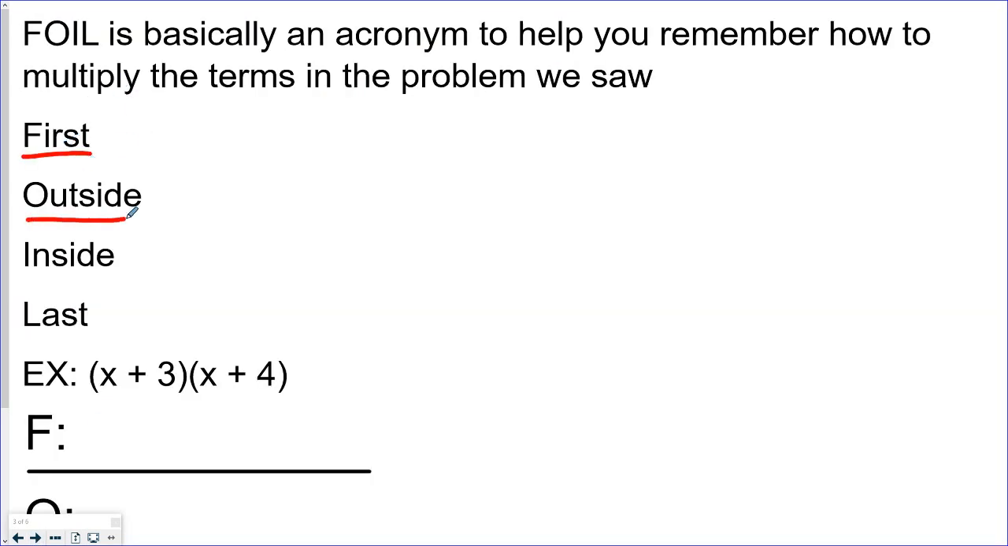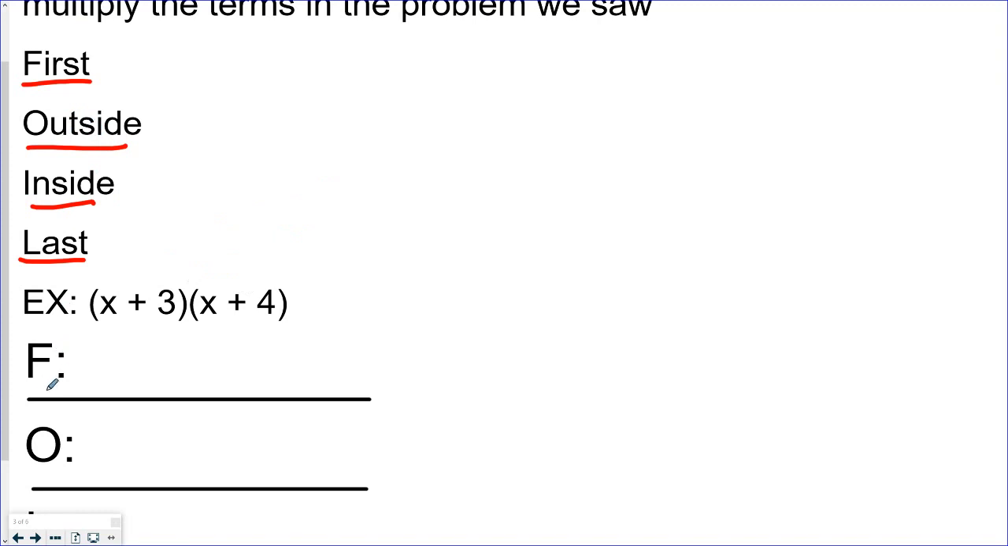First, outside, inside, last. This is simply an order. It tells you how to multiply the terms together so that at the end you end up with something that is equivalent but looks different, hopefully more simplified. So what do I mean by an order? Well, let me show you an example rather than just talking about it. Let's take this example here. F stands for first. What this means is you're going to multiply the first terms together.